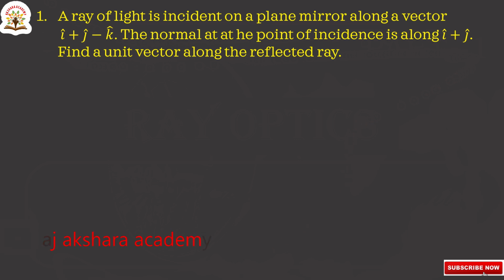Now in this question, they have given a ray of light incident on a plane mirror along a vector i cap plus j cap minus k cap. The normal at the point of incidence is along i cap plus j cap. We have to calculate the unit vector along the reflected ray. Okay, now let us go to the solution.